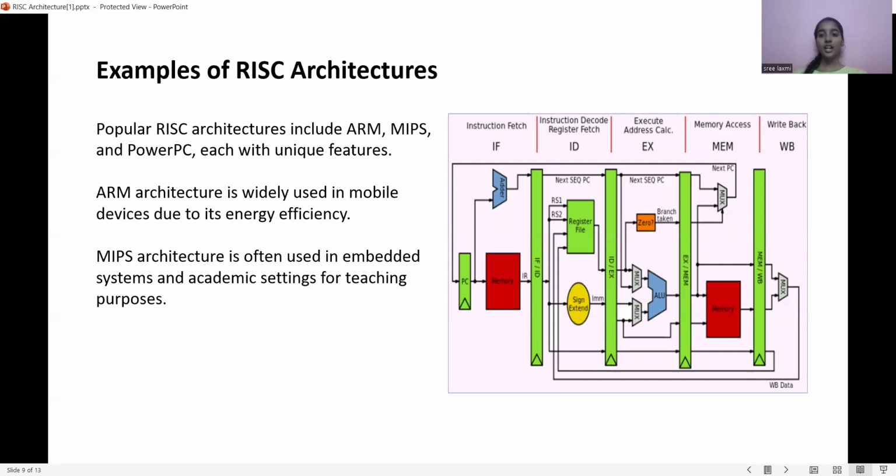Here are the stages of RISC architecture. IF means instruction fetch. ID means instruction decode and register fetch. EX means executing the address. MEM means memory access. WB means write back. Here you can see the diagram of the RISC architecture.